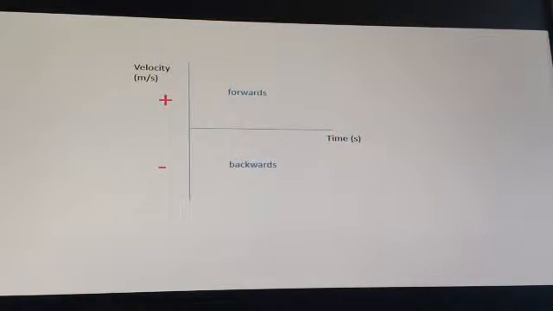So when we look at velocity time graphs, we're looking at the motion of something. And anything that's above the axes would be moving in a positive direction, which might be forwards or up. Anything below that time axis would be an object that's moving backwards or down in the opposite direction. We're not going to worry too much about that first, we're just going to concentrate on positive velocities.